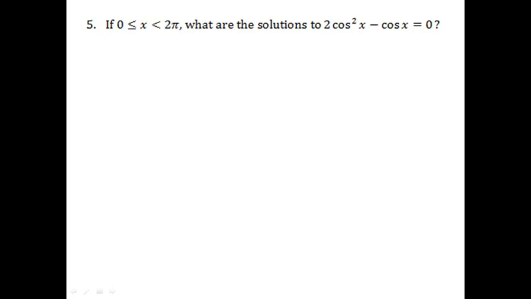Okay, let's continue looking at our test review here with question number 5. If x is between 0 and 2 pi, what are the solutions to 2 cosine squared x minus cosine x equals 0? Whoops, I think I didn't say squared at first.